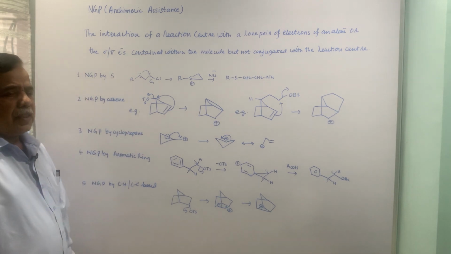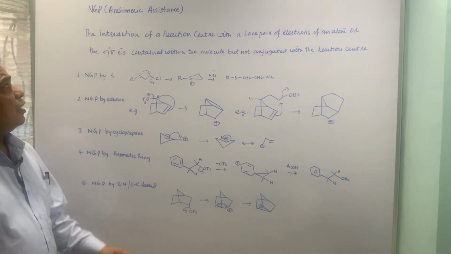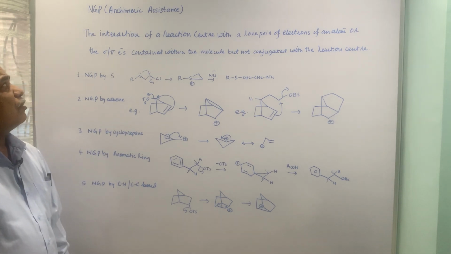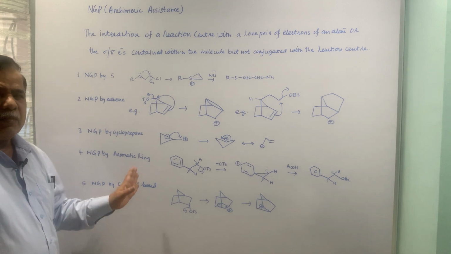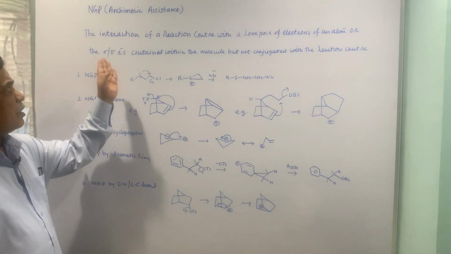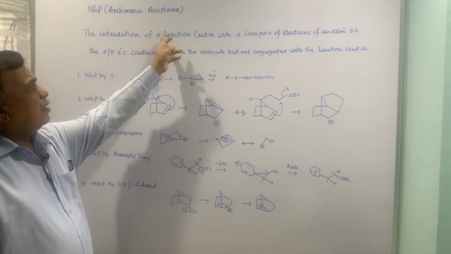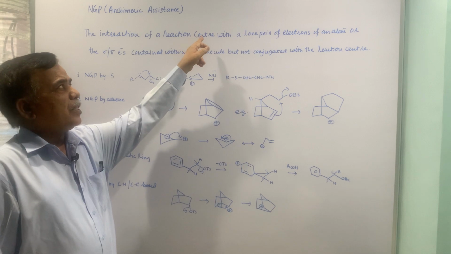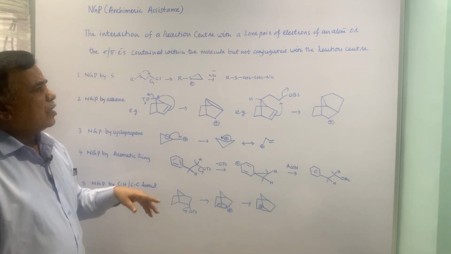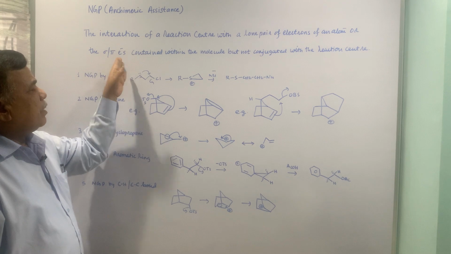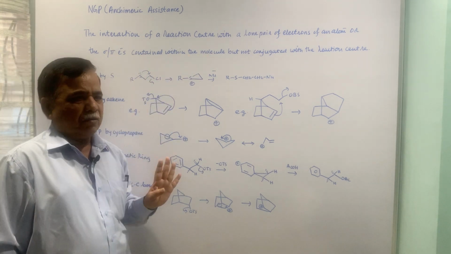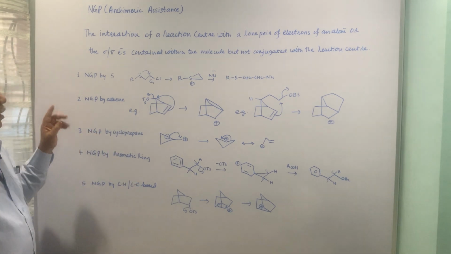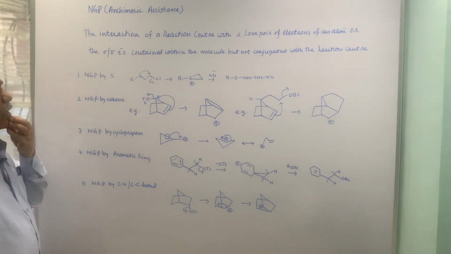So, first of all, what is neighboring group participation? It is also termed as anchimeric assistance. Sometimes they ask you to define anchimeric assistance, that is nothing but neighboring group participation. It is defined as the interaction of a reaction center where a leaving group is attached with a lone pair of electrons of an atom, or sigma or pi electrons contained within the molecule, but not in conjugation with the reaction center. You can have any example for that purpose.